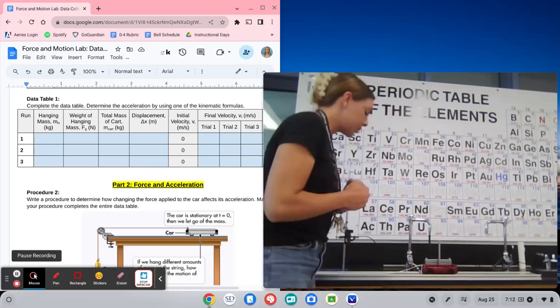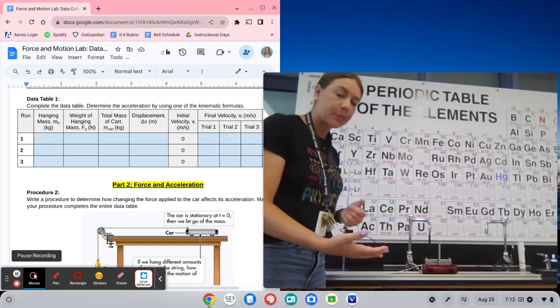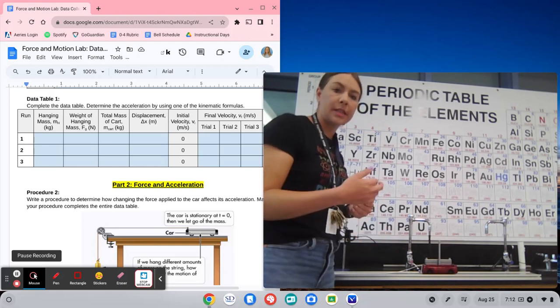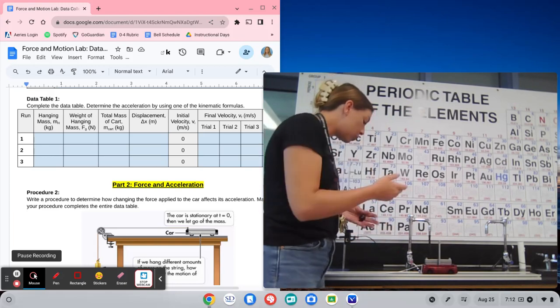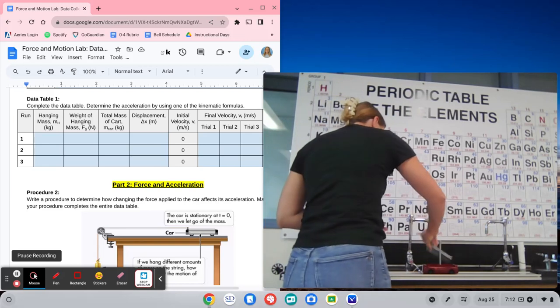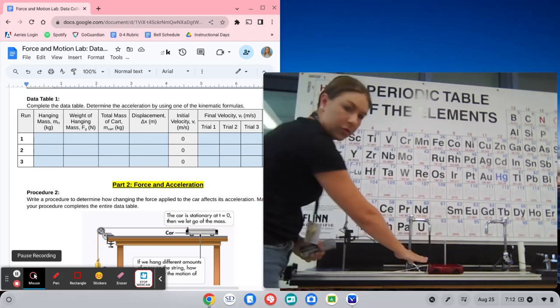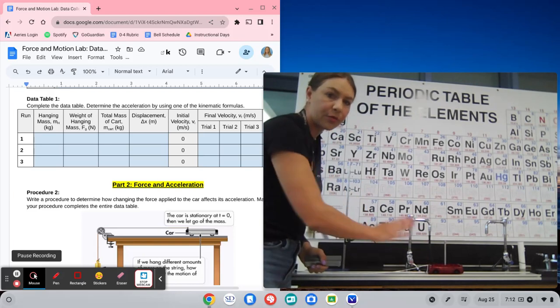All right, so I'm going to do the force and motion lab. Our first experiment is looking at how changing the mass of an object will affect its acceleration. So what we'll be doing, we have this Pasco car here. I have a metal flag. The initial velocity is starting at 0, so I'm going to start it from rest.